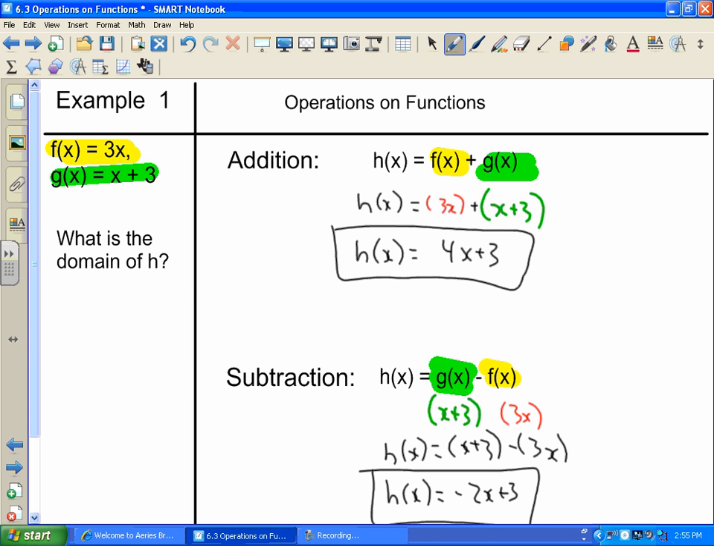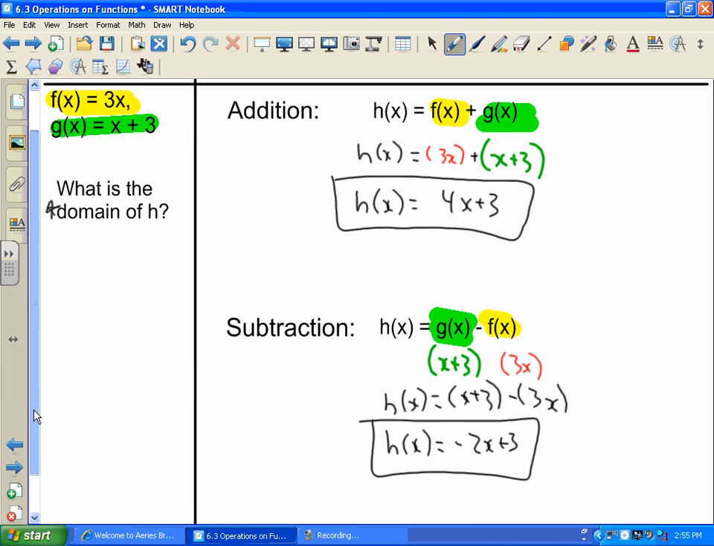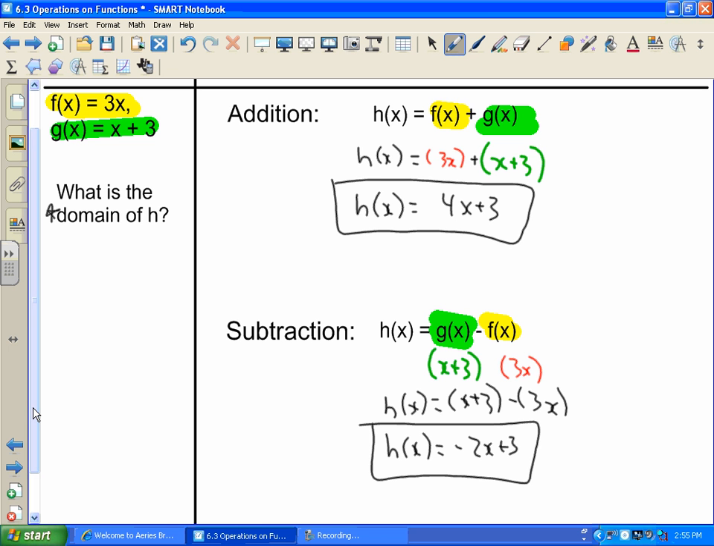Domain. We'll talk about domain restrictions in class. So I just want you to make sure you get the operations down, see what we're doing. Substitute and simplify is really the key to success here.